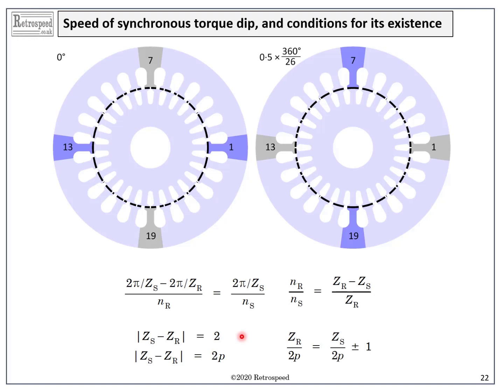However, we can easily imagine a 4-pole or 6-pole pattern of alignments, and so Cron's first rule, this one, can easily be generalized to the difference equal to the number of poles, giving this condition, which is sometimes presented in this form. Slots per pole on the rotor must not equal the slots per pole on the stator plus or minus 1.